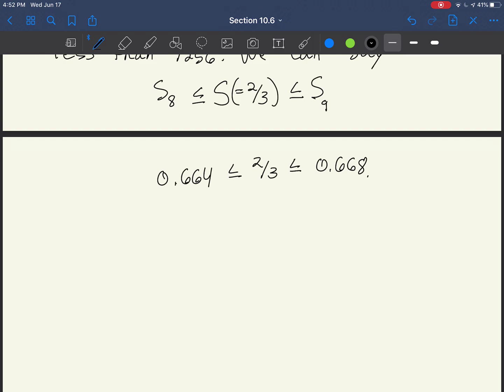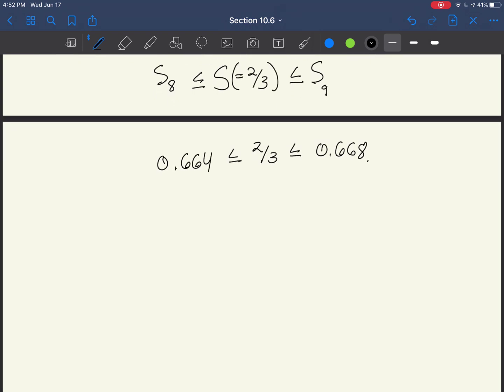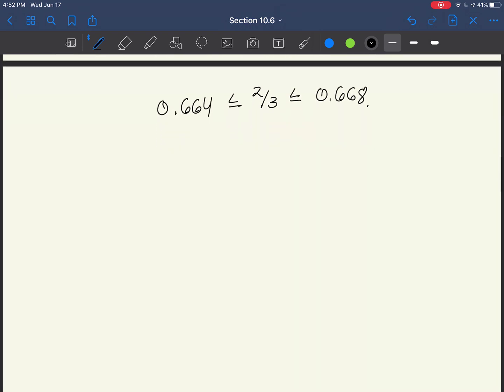Now we know what 2/3 is, so why do we care about this? This is just a nice way to see this without getting too complicated.